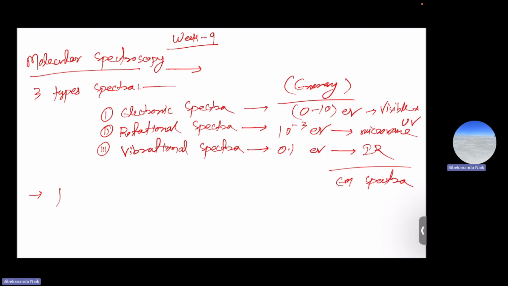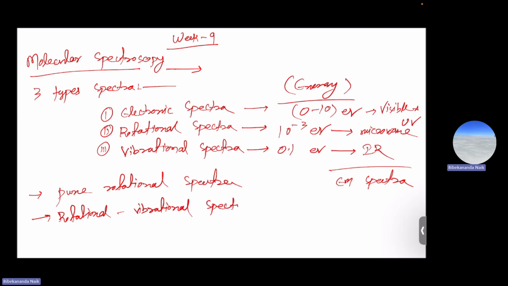Now another spectrum is called pure rotational spectra, or rotational-vibrational spectra. So why is it named like that? Why is it pure rotational, or rotational-vibrational? So what happens is, let's consider different levels.